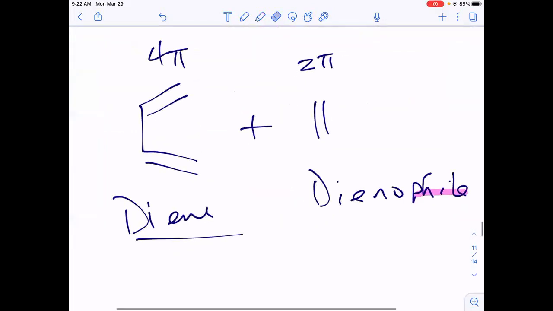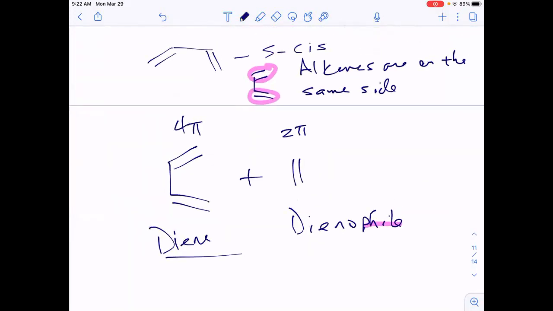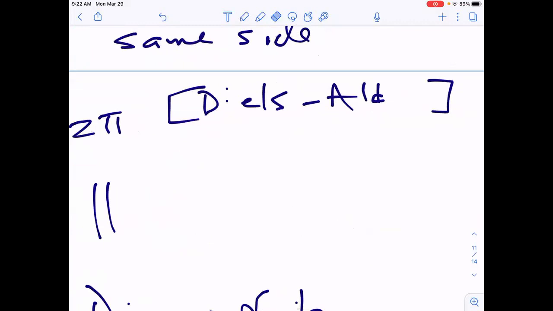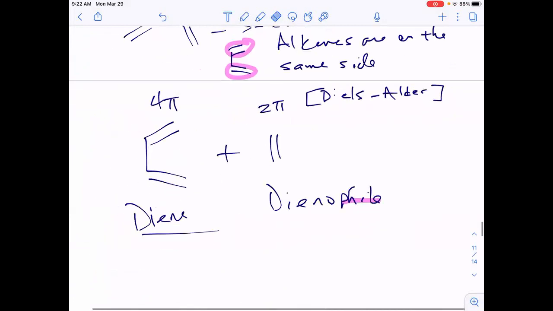So when you do this 4+2 cycloaddition, which we also call the Diels-Alder reaction, you're reacting basically a diene and a dienophile. Any questions so far?